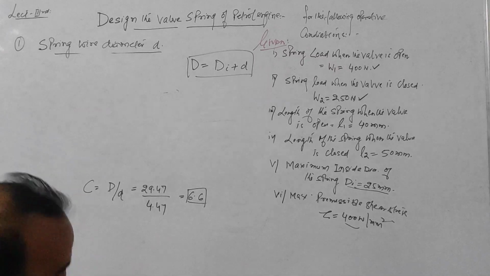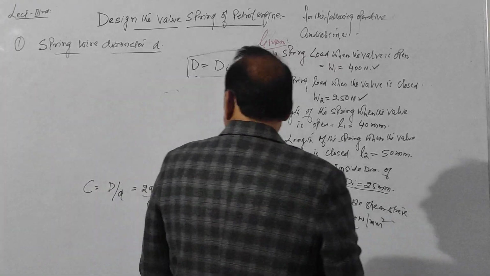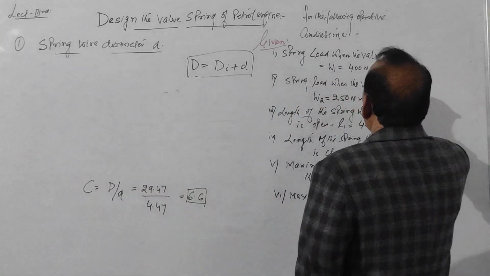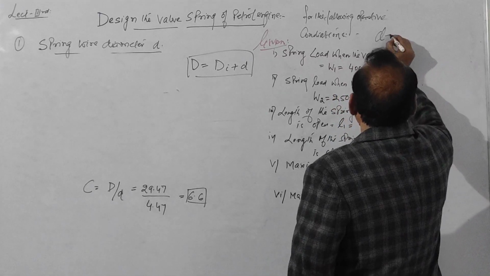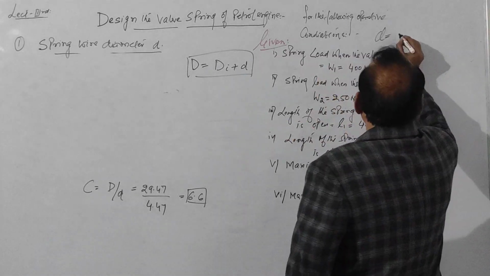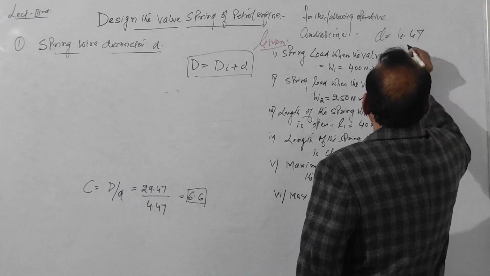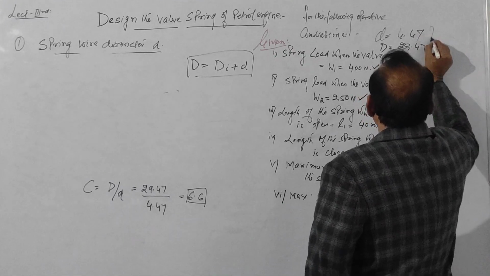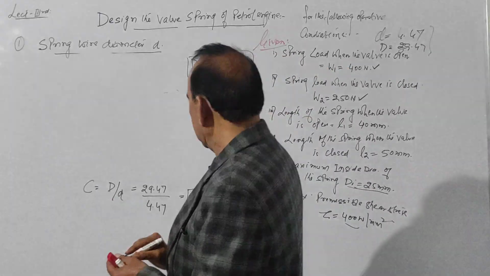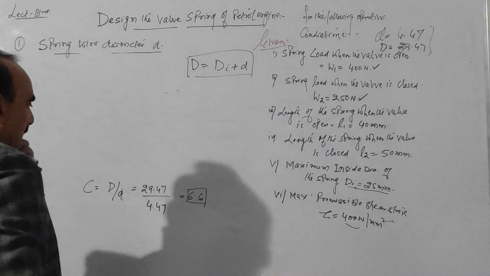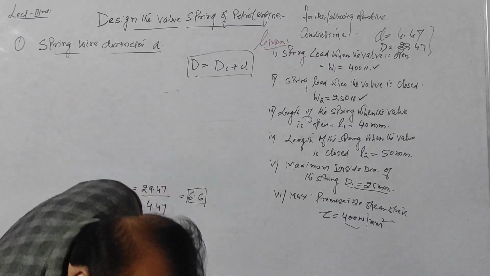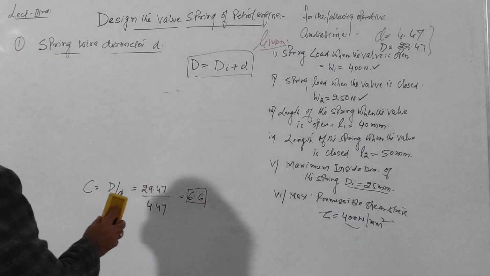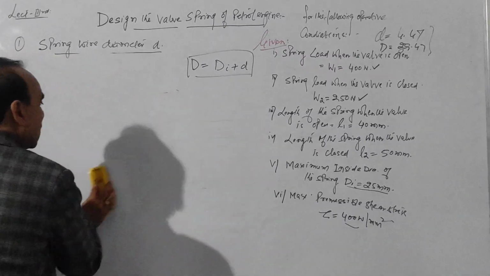I will write down here the value of d that we calculated, 4.47, and the capital D is 29.47. Okay? This was the value. And the spring index is 6.6. Now see.